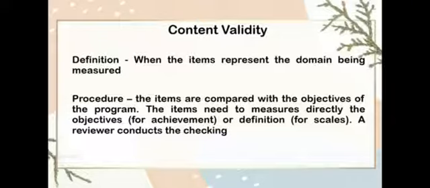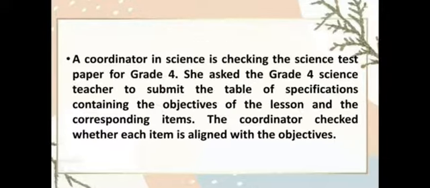The procedure is that the items are compared with the objectives of the program. The items need to measure directly to the objectives for achievement or for definition, or the scales a reviewer conducts for the checking. An example of it is a coordinator in science checking the science test paper for grade 4. She asked the grade 4 science teacher to submit the table of specification containing the objectives of the lesson and the corresponding items. The coordinator checked whether each item is aligned with the objectives.